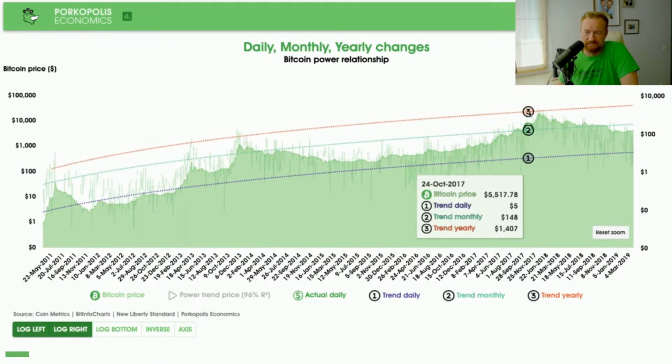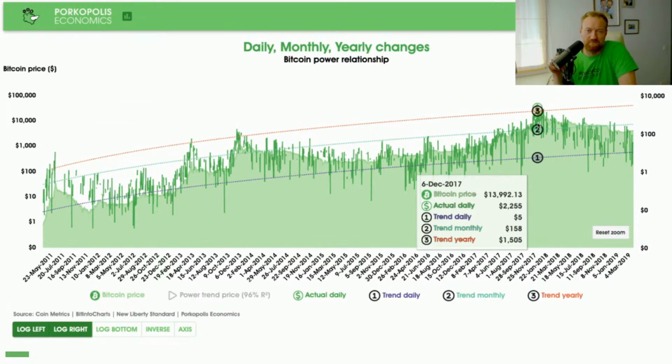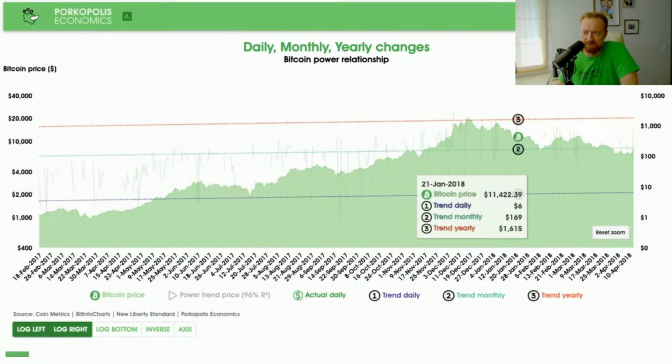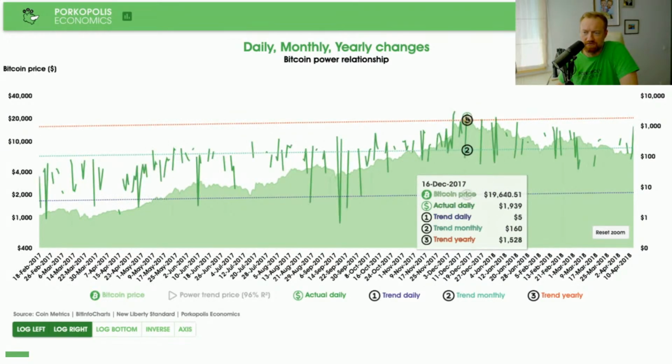2017. Did it signal? Yes, it did. Let me try to find it. December 6th, 2017. Okay, it's not the exact top. Actually, let me zoom in, because this was the top day. Yeah, it's still hit it. $19,000 price. This probably closed above 20,000 on some exchanges. My data, no, but whatever. It hit 20,000 for sure, but the close was 19,640.